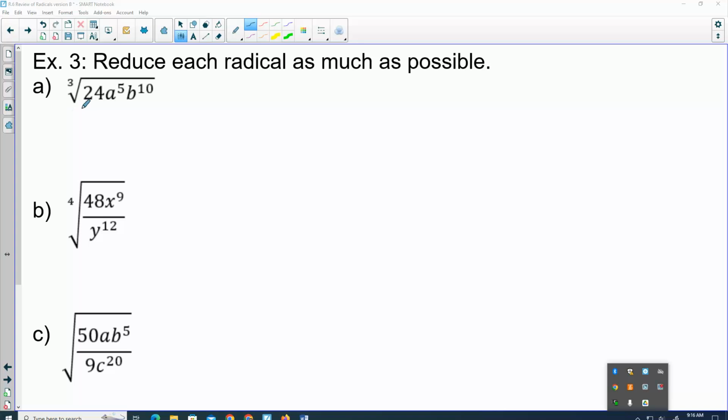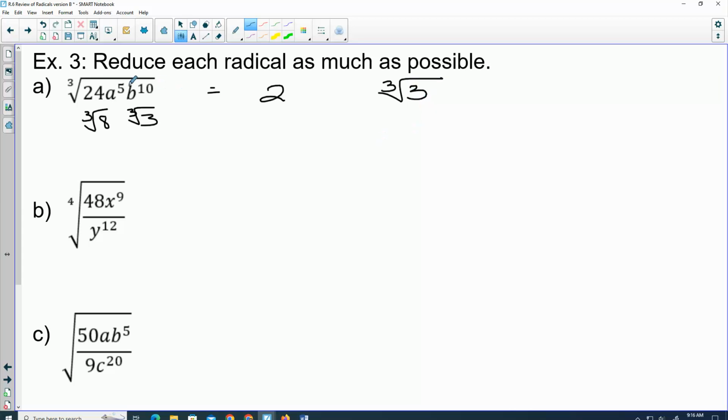No, so we have to break it down. What number goes into 24 that is a perfect cube? 8 and 3. So the cube root of 8 is 2, so 2 comes out. I cannot do the cube root of 3, so it stays underneath. If I have 5 a's, how many groups of 3 can you form? And how many were left over? So 2 stay underneath. All right, if I have 10 b's, how many groups of 3? And how many left over?